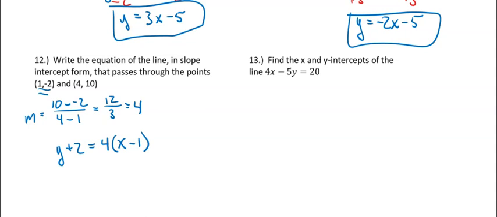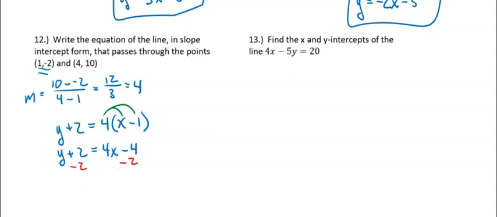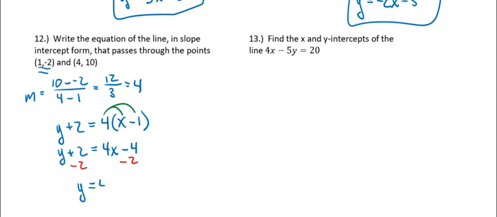And now from here, I can simplify and then solve for y. So I'm going to distribute that 4, and then subtract that 2 from each side. And that's it. Okay, so we're just putting the thing in point-slope form and then rearranging it from there.